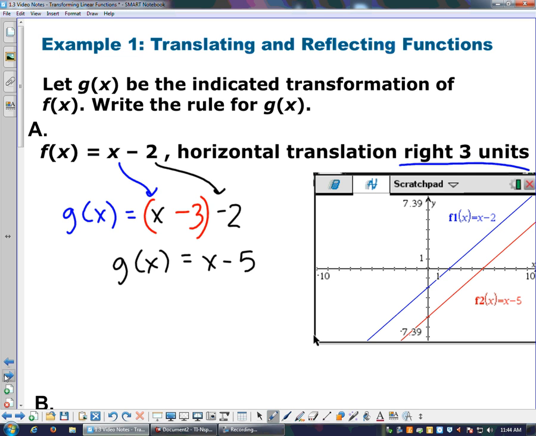So our original function is right here in blue. This is the line f of x equaling x minus 2. You can see that the slope is 1 and the y-intercept is a negative 2.